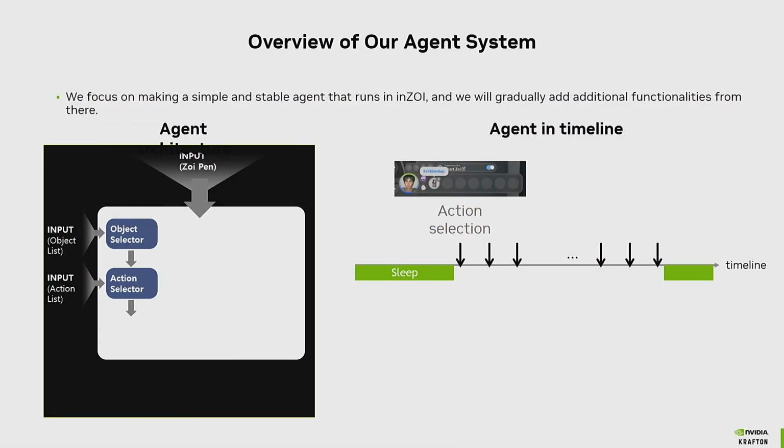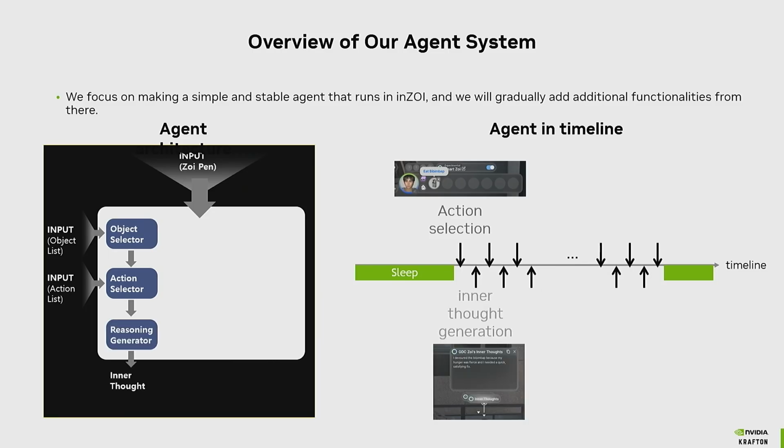Let me introduce how we designed the overall system. So we start with action selection agent, which makes decisions based on the current situation. It can basically make Joy live a day by choosing an action. Building on this simple foundation, we gradually introduced additional features. For example, the first addition was a reasoning generator, which generates the character's inner thought for each selected action. That's the first one. Now, Joy does not just act. It shows the reason of a behavior or their emotions.